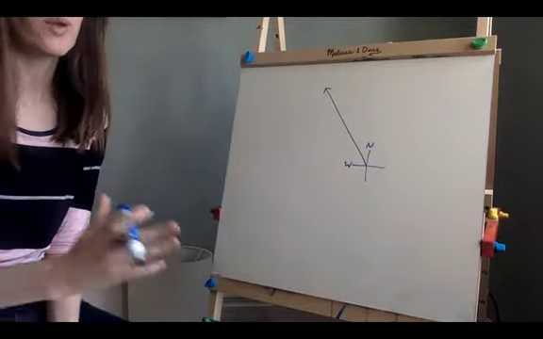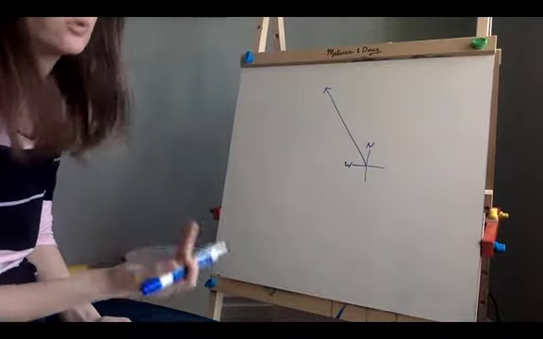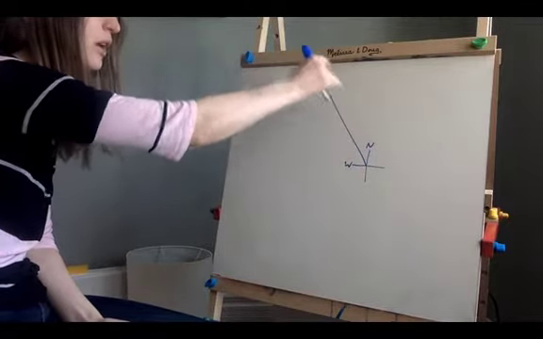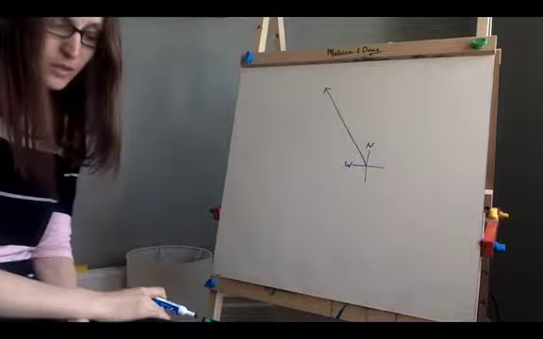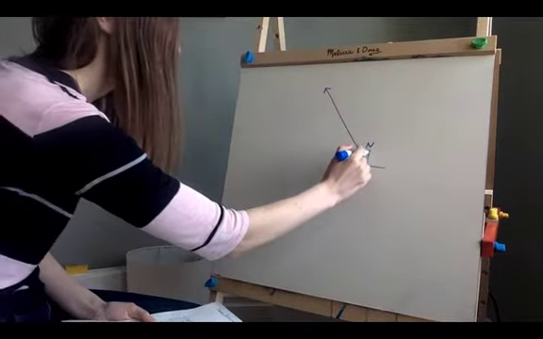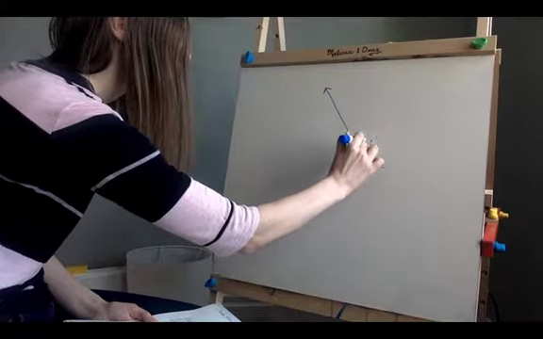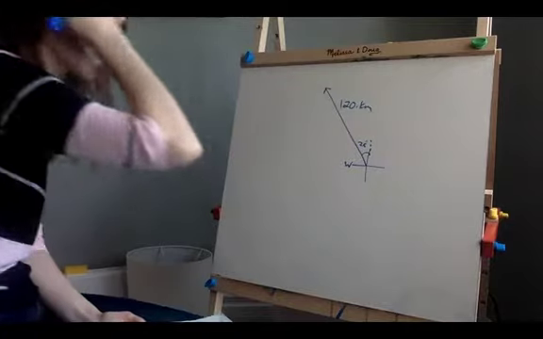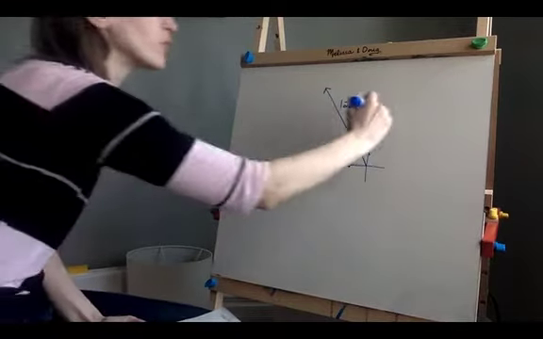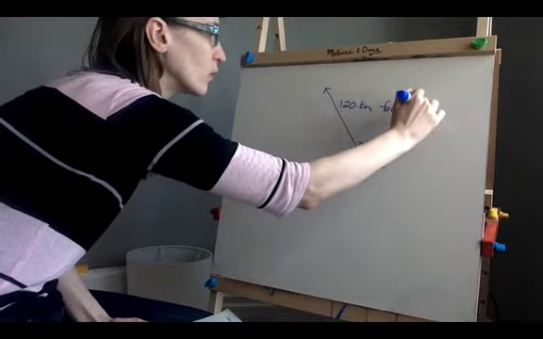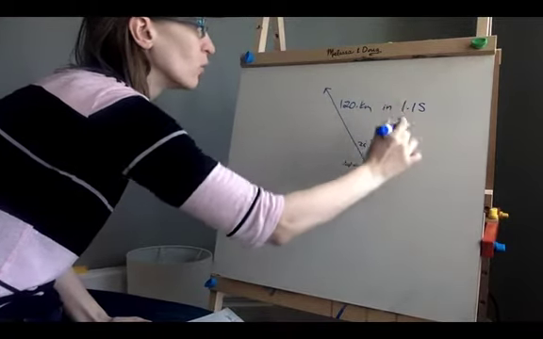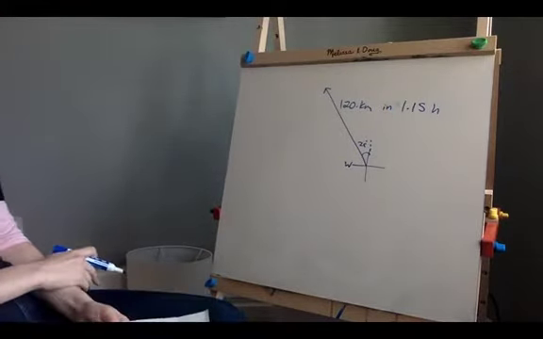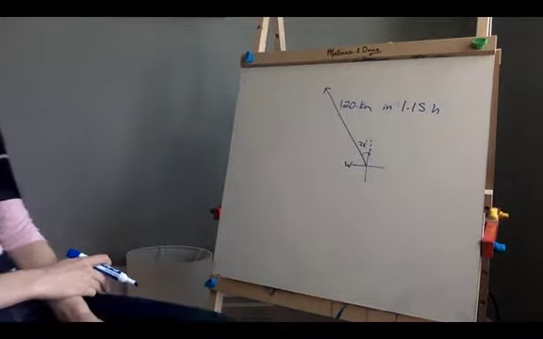Again, if at home you have a protractor and you want to do this as carefully as possible, you could set up the protractor here and measure 25 degrees back this way, make a note, and then draw that there. So then this angle in here is 25 degrees. You know that you've traveled 120 kilometers. That was the first leg of the journey, and that was in 1.15 hours.